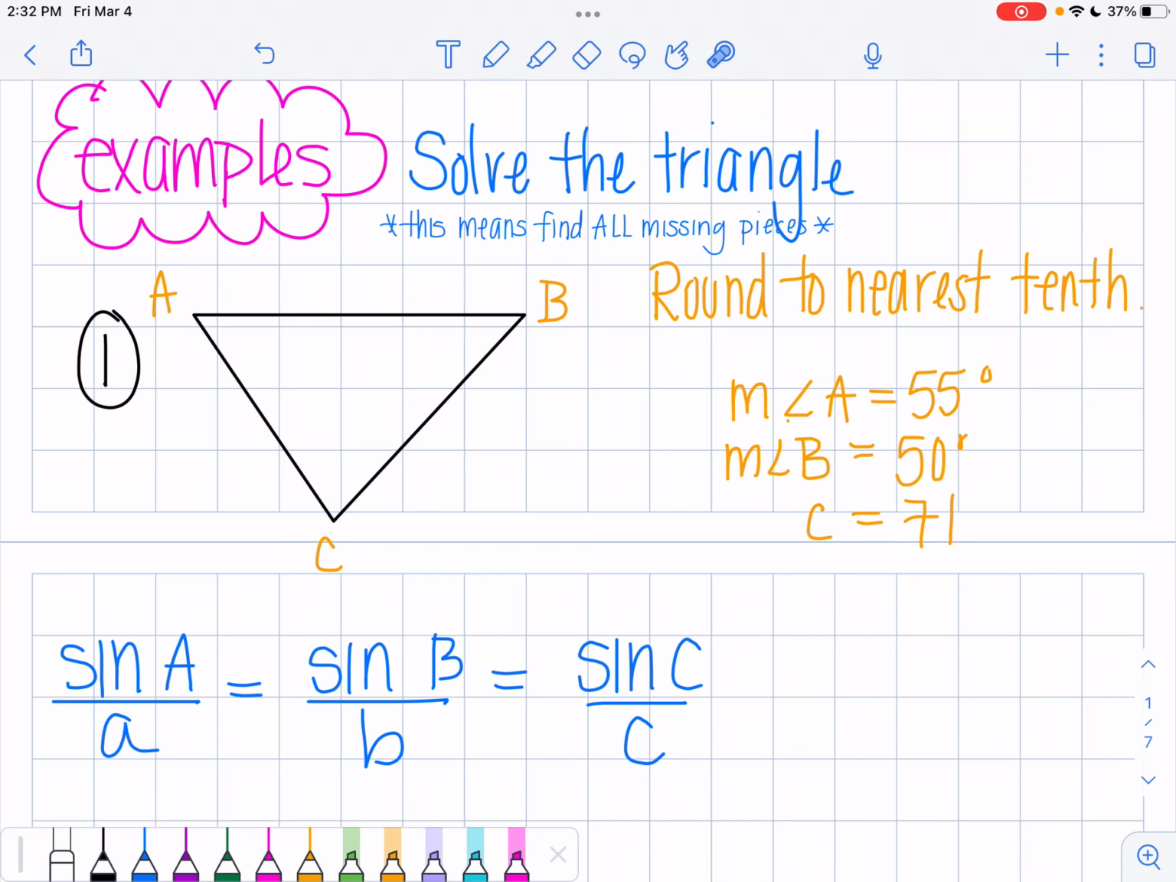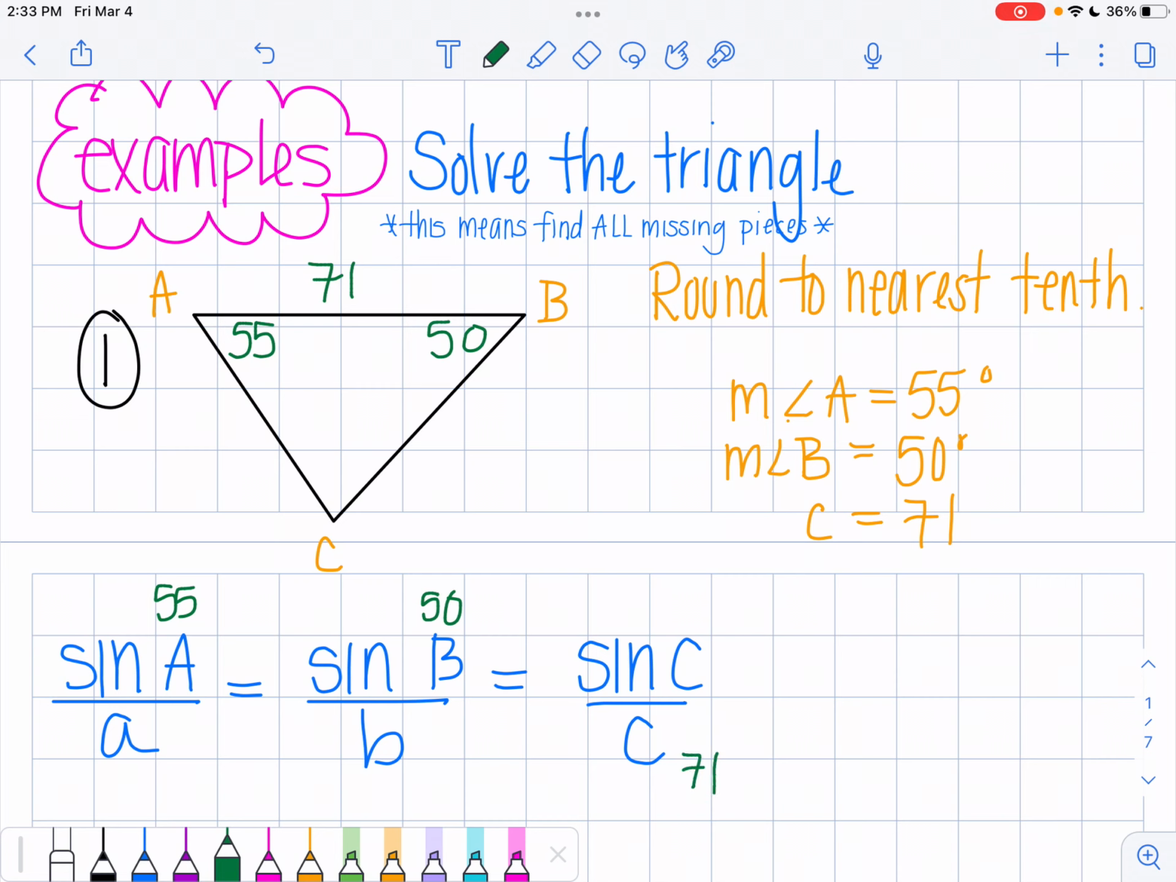In my picture, I'm going to draw in the information that they give me. So I'm going to say the measure of angle A is 55. So I'm going to draw this in here. This is 55. The measure of angle B is 50. And side little c is 71. Okay, here's what I'm going to do. I know that angle A is 55. I'm going to write the information above my formula. Angle B is 50. That goes here. And side c is 71.